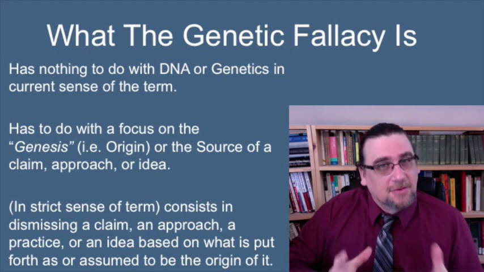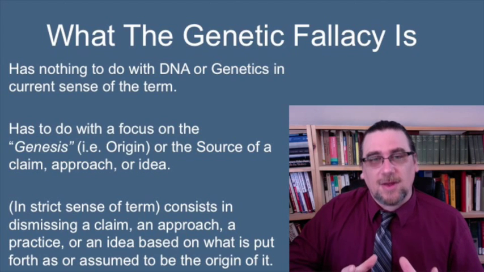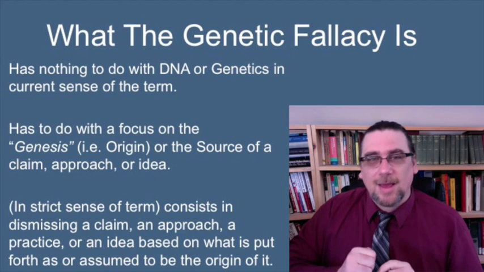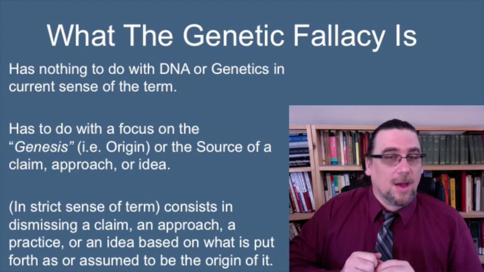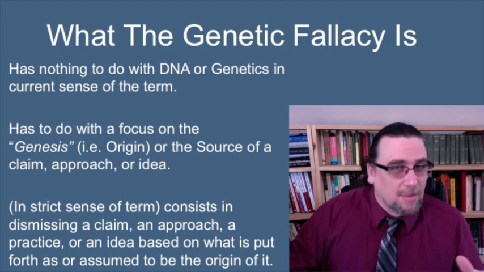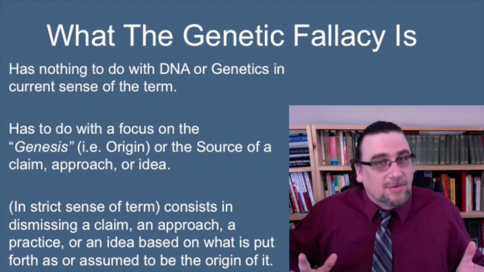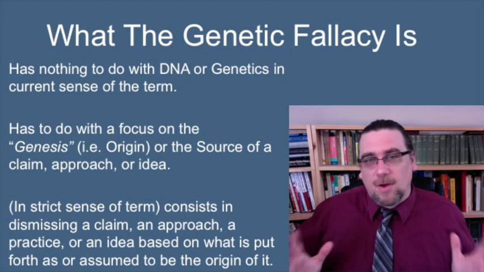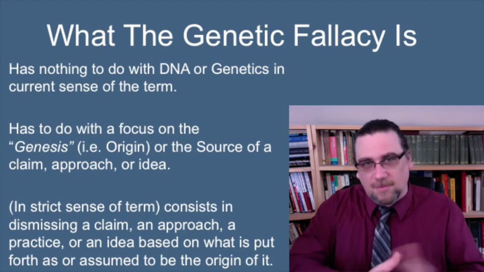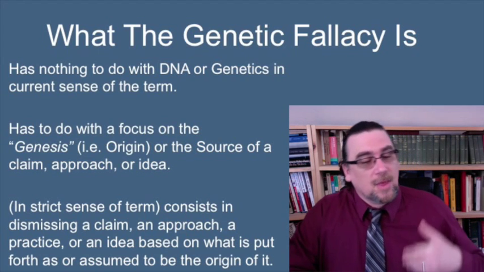So the genetic fallacy has to do with origins. It does not have to do with code. It does not have to do with the DNA of somebody's ancestors or anything like that. It could have to do with race in a sense, and some very bad race-based thinking is examples of this genetic fallacy. We'll see why.